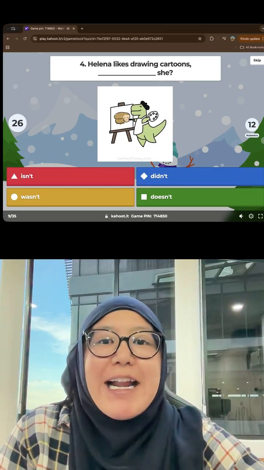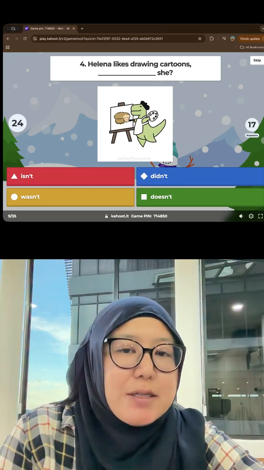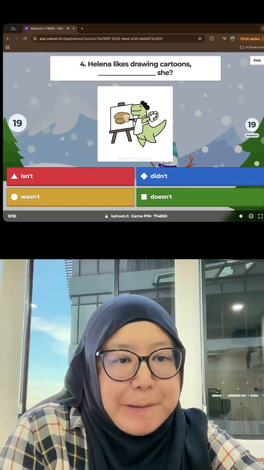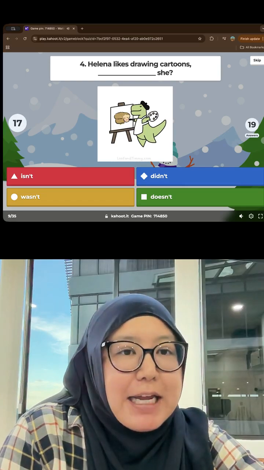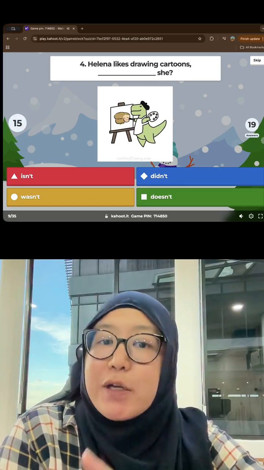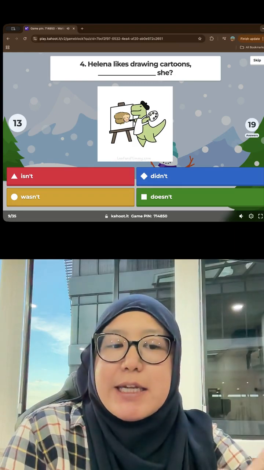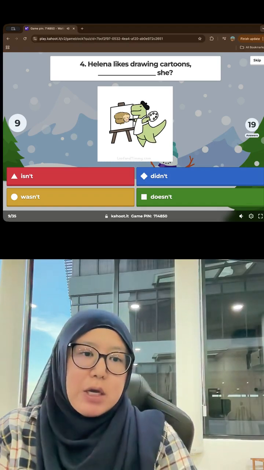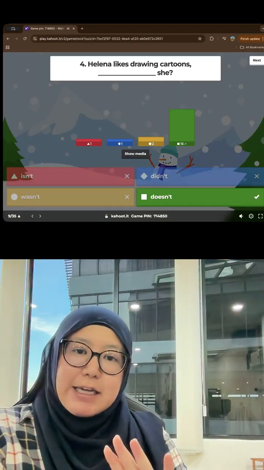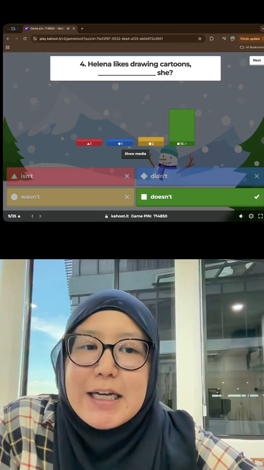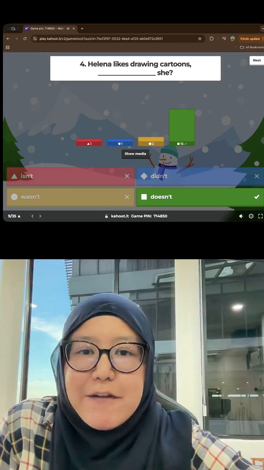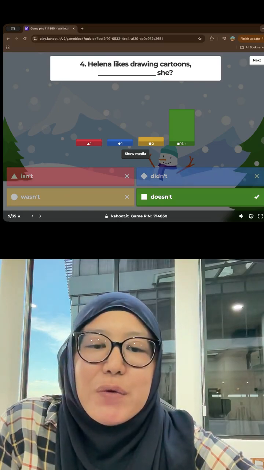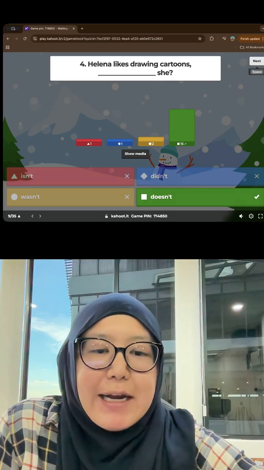So number 4, Helena likes drawing cartoons, blank she. So this is a question tag. You have to remember, if the statement is positive, then the question tag should be negative. So it's the other way around. If the statement is negative, the question tag should be positive. Yes, correct. The majority of you answered correctly.